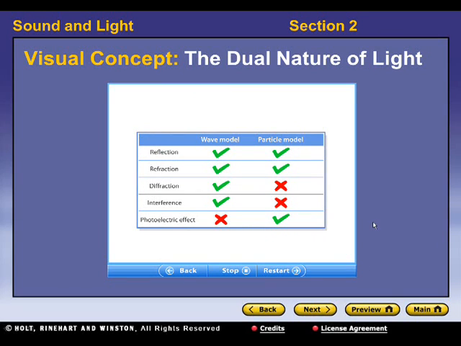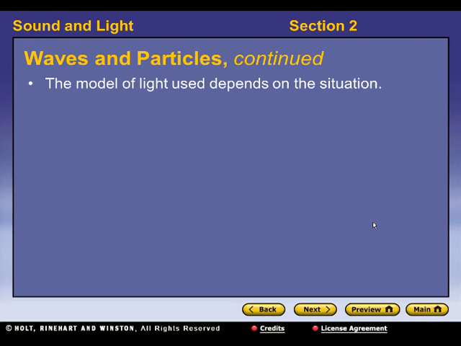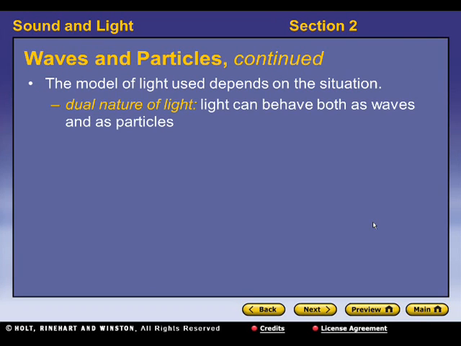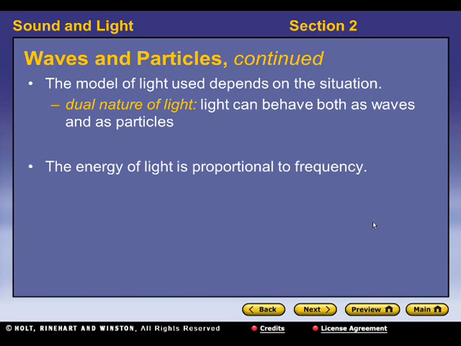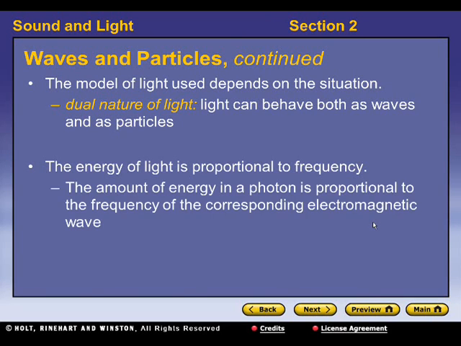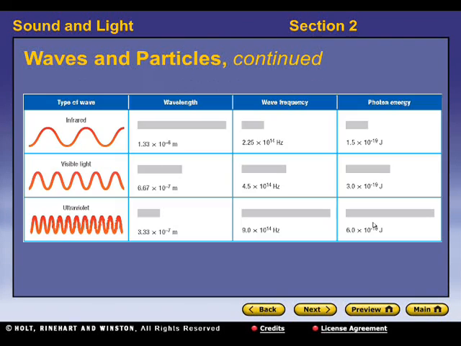Both the wave model and particle model offer valid insight into the nature of light. Sometimes it is easier to think of light as a bunch of small particles called photons, and sometimes it is easier to think of light like waves on a pond. Okay, so the model of light used depends on the situation, as you can see. So the dual nature of light can behave both as a wave and as particles. So the energy of light is proportional to frequency. The amount of energy in a photon is proportional to the frequency of the corresponding electric wave.